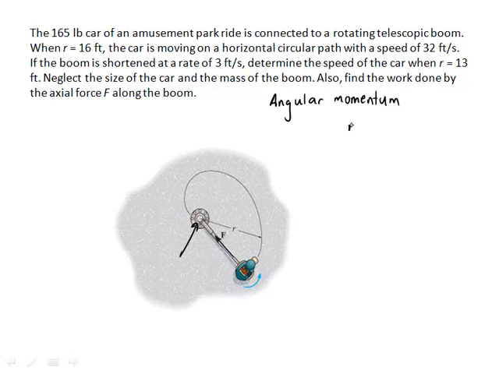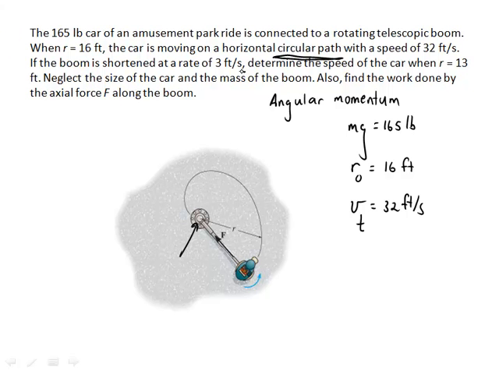The weight of the car, mg, is equal to 165 pounds. The initial position, r0, of the boom is equal to 16 feet. The car is moving in a horizontal circular path, so the radius is not yet changing, and the speed is equal to 32 feet per second. Since it's currently circular, this is a tangential velocity, so that's just in the tangential direction.